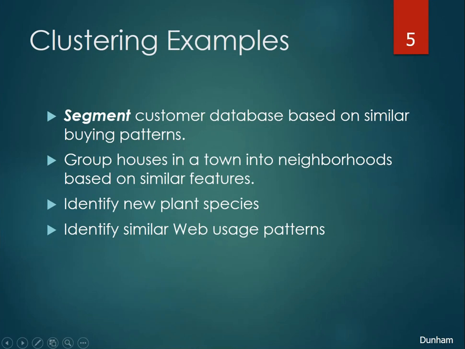Examples of clustering would be to segment customer based on their buying patterns. We can also group houses in a town into neighborhoods based on similar features. It can be the size of the house, the price of the house. We can also do clustering to identify new plant species, or we can identify similar web usage patterns using clustering.